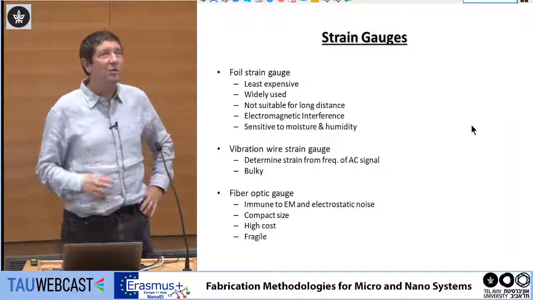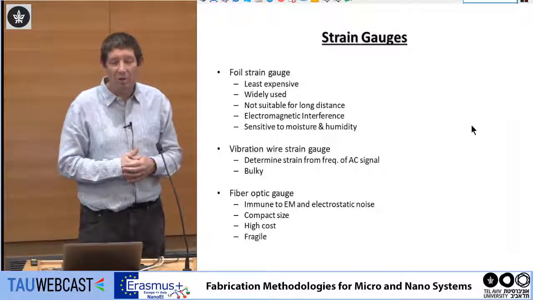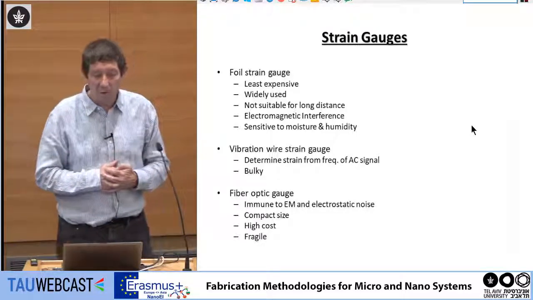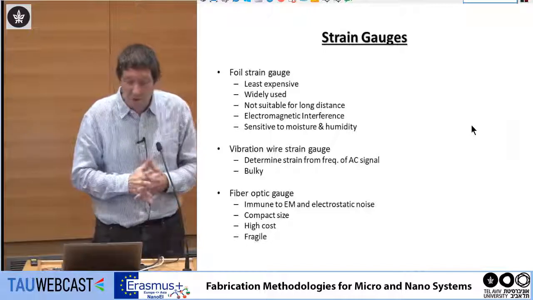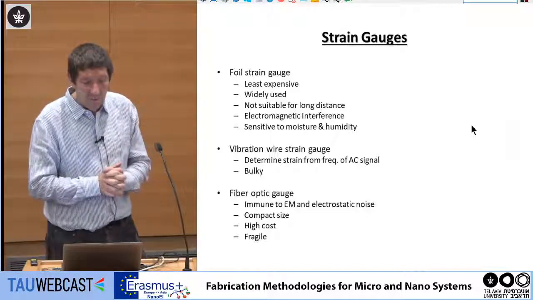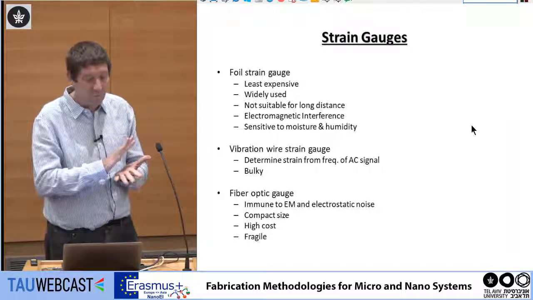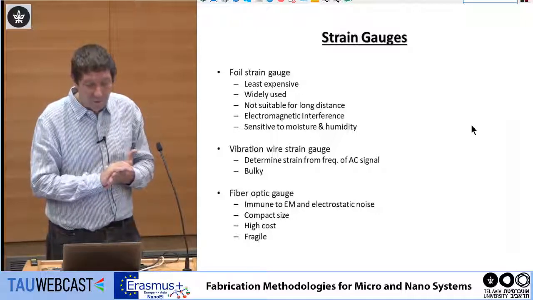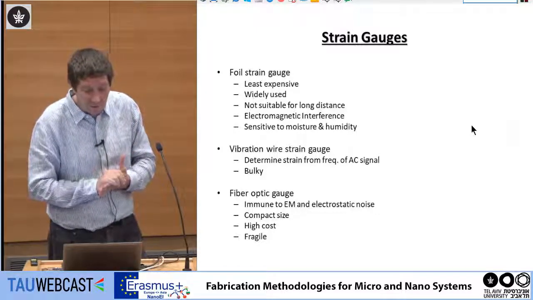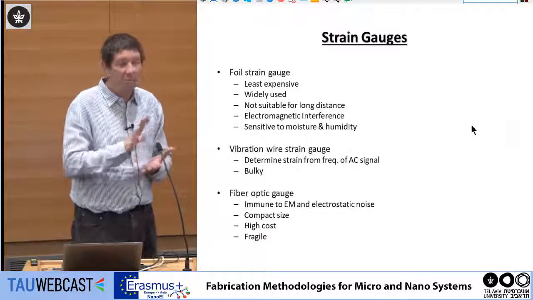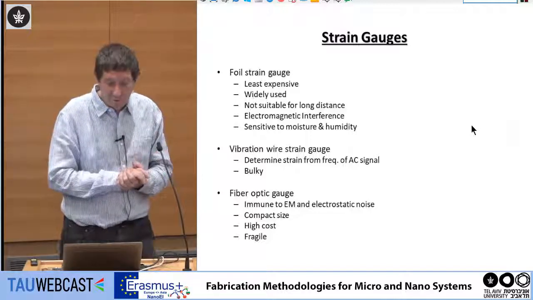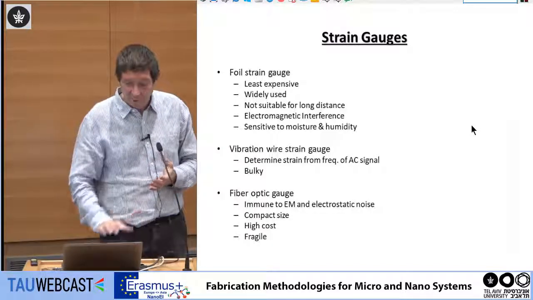possible sensors that you can find today in microtechnology and nanotechnology, like mechanical strain gauges. You can make them foil strain gauges, gauges which are made from foils, vibration wire strain gauges, and fiber optic gauges where you look at the strain using optics, and each one has its advantage.